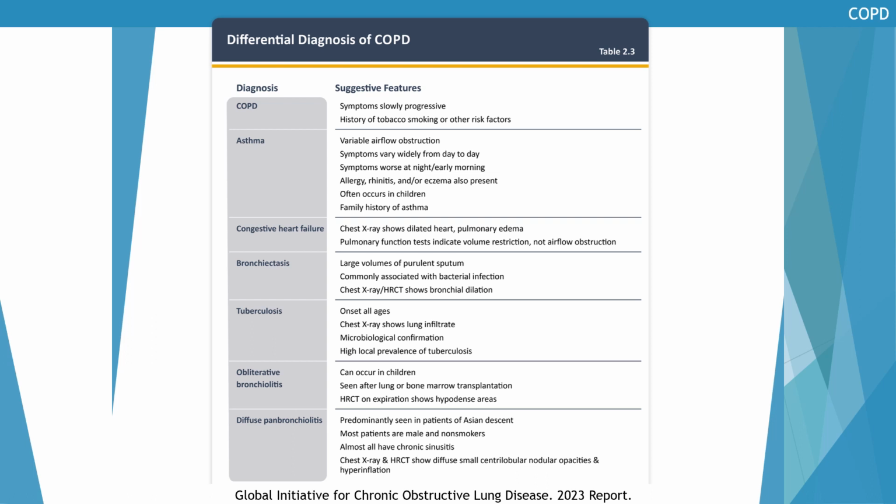Whereas in COPD patients, you're more commonly looking for that history of tobacco smoking or other exposures to other types of smoke. However, it is possible to develop COPD without ever smoking or being exposed specifically to tobacco smoking. But if that is the case, it's important to look for some of those other risk factors that we reviewed. Some other diagnoses in your differential could include congestive heart failure, bronchiectasis, tuberculosis, obliterative bronchiolitis, and diffuse panbronchiolitis.